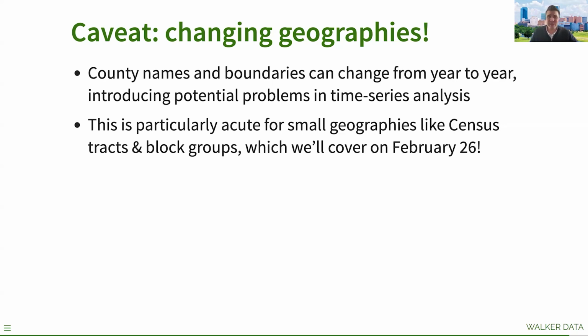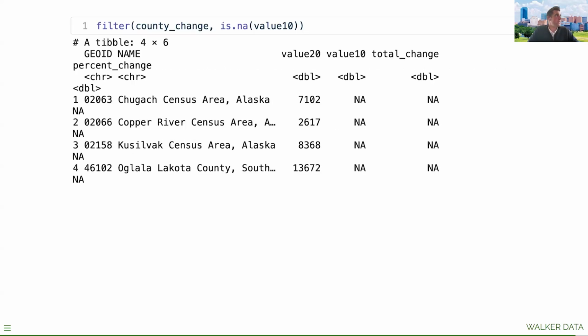But even at the county or county equivalent level, you're going to run into some problems. County names and boundaries can change from year to year, and this can cause some problems in your time series. Most counties don't change, but they can. And I want to show you an example of how this works. So if we were to take a look at in our county change data set, what are those counties that don't have a value for 2010? Well, let's take a look at it.